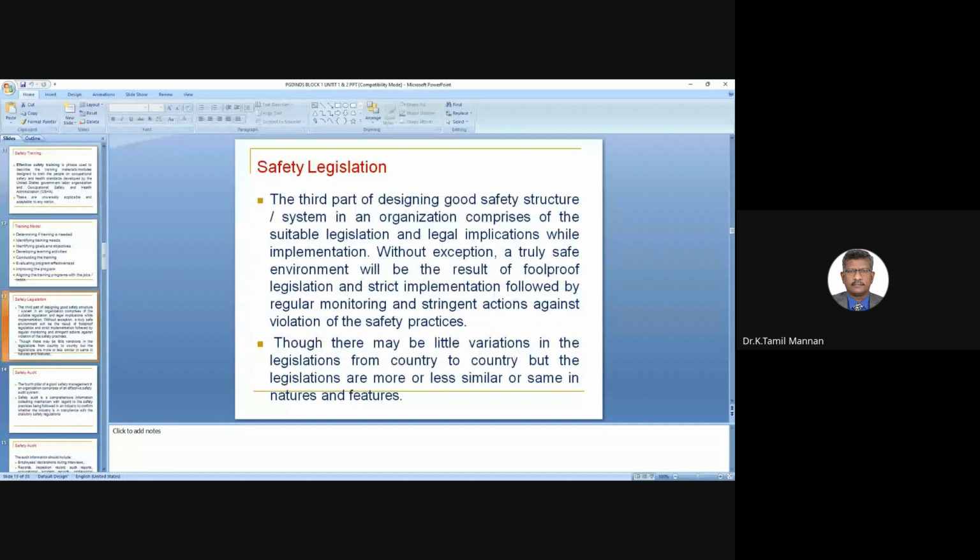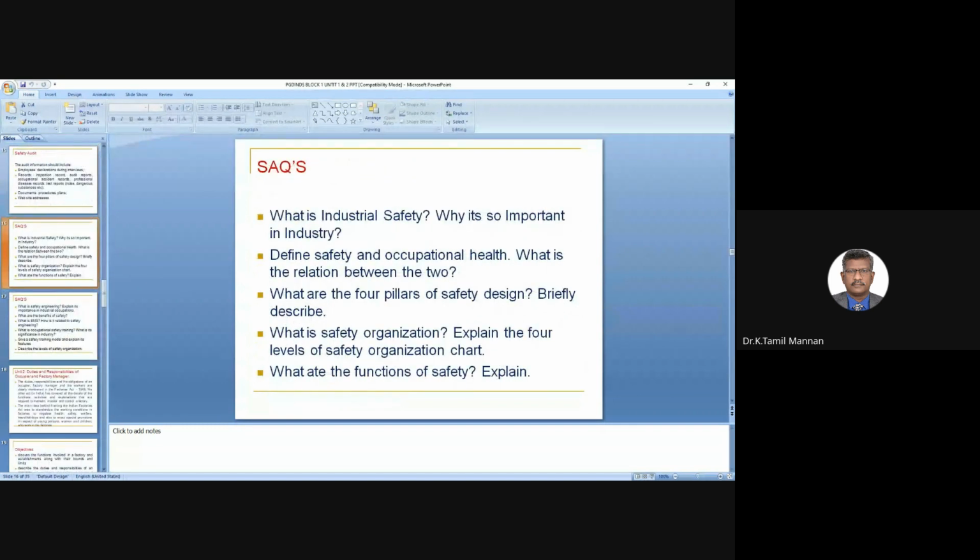In this unit, we have some important questions. What is industrial safety? Why is it so important in industry? Define safety and occupational health. What is the relation between these two? What are the four pillars of safety design? Briefly describe with a suitable diagram. What is safety organization? Explain the four levels of safety organization with a suitable chart. What are the various functions of safety? Explain. These are the chapters covered in unit 1.